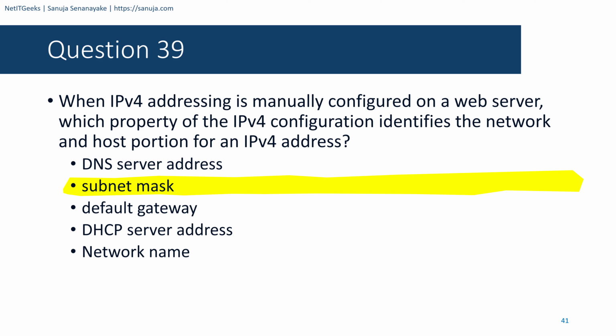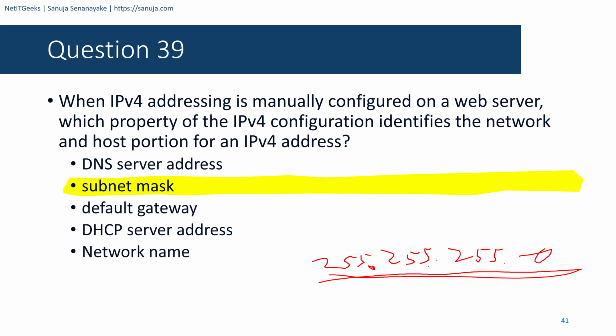So if you don't remember the subnet mask, remember the subnet mask. For example, 255.255.255.0 is a subnet mask, and these octets identify the network portion and the host portion of the IP address that you are entering. So the subnet mask is the property of the IPv4 configuration that identifies the network and host portions.